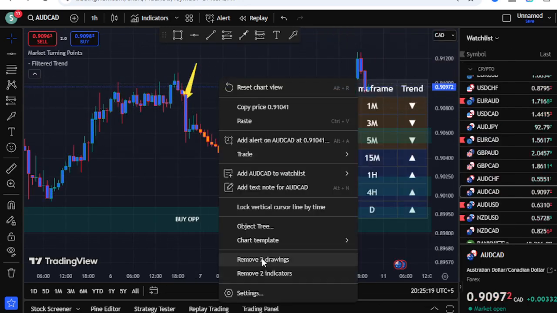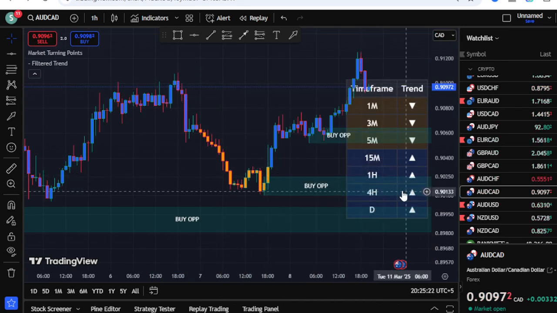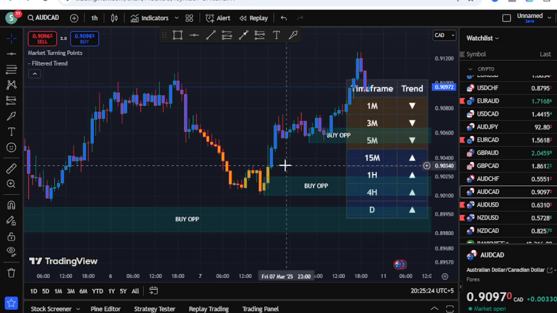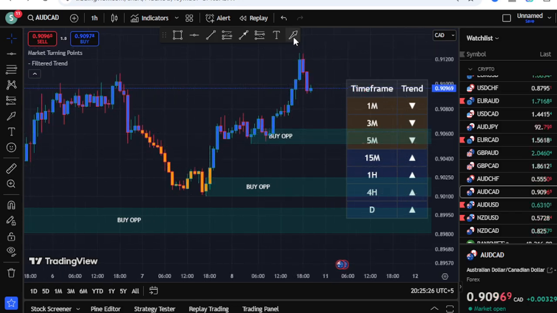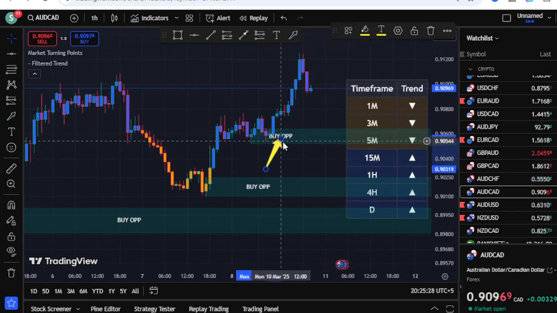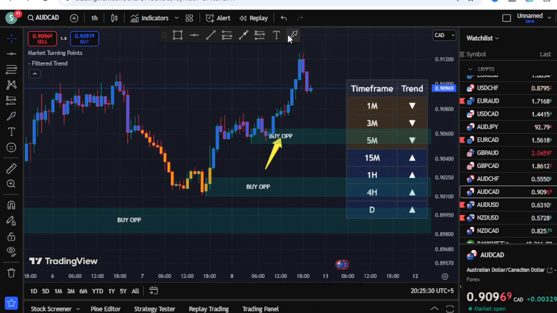The filter trend indicator will automatically provide you the trend. Like on the 4 hour it's bullish. Now it's your duty to find the buy opportunities on the market turning points and simply trade those, and you will get very good profitable moves like this.